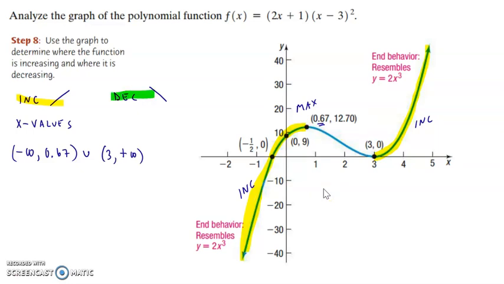So let's go ahead and take a look at the decreasing portion of our graph. That's where our graph is going to be going downhill as we look at it from left to right. Again, we're going to be giving x values. So our smallest x value here is going to be that 0.67. And it's going to continue decreasing until it gets to this x value of 3.